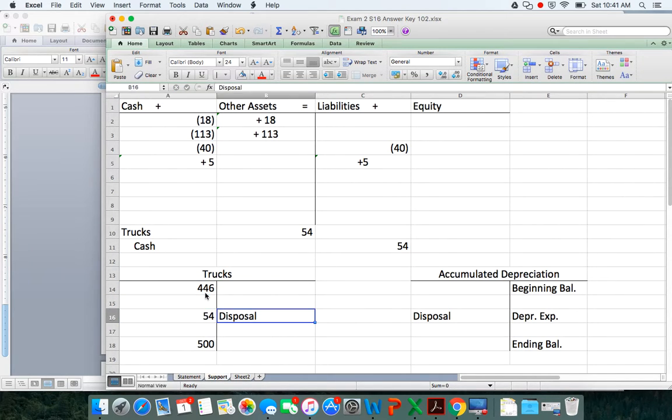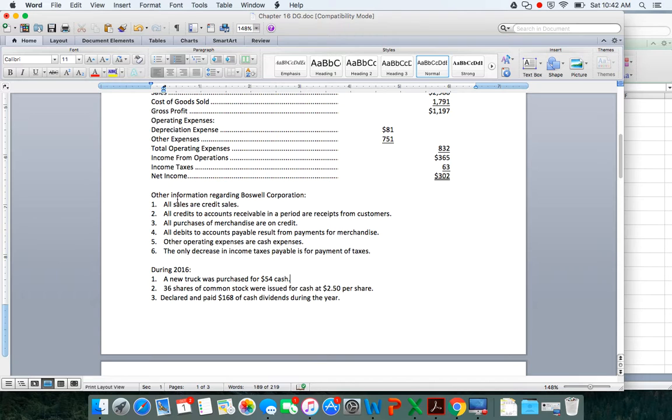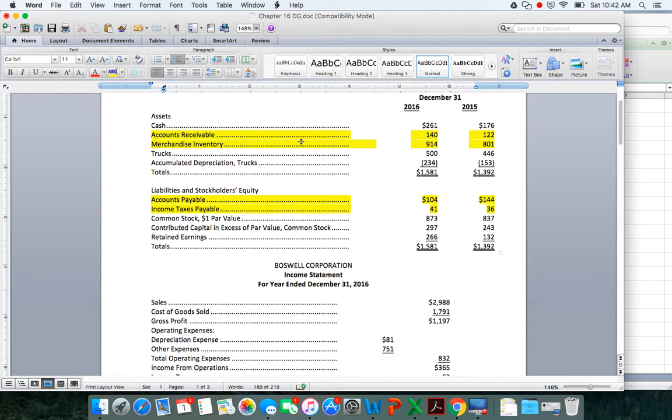Well, that means there must not have been any disposal, so I can delete that. I don't have to worry about that. If there's no disposal, it means I can delete it from accumulated depreciation as well. And this was the only thing that affected that truck's account. Again, remember, this is our giant puzzle. I want to cross off that piece that I just used. I just took care of this truck's account.